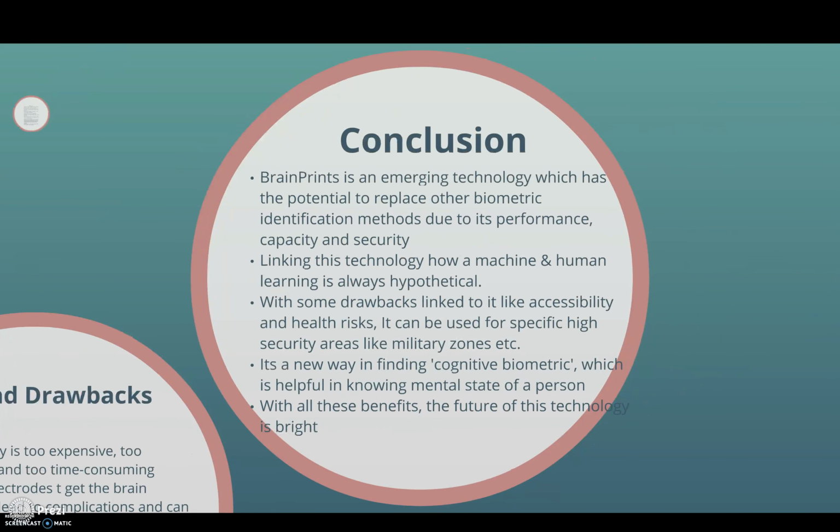Finally, to conclude, I would consider all its benefits like performance, capacity, and security make it a potential replacement of existing biometric identification methods, with some drawbacks associated with it like its accessibility and health hazards. For now it can be used for special security zones like military zones. It's not only a way to new biometric identification, but I would say it also leads to a new way of finding people's mental state through cognitive learning. All these features make its bright future in the industry clear.